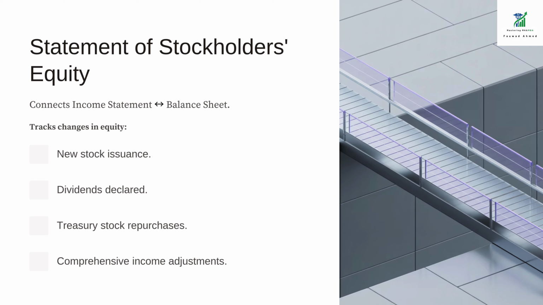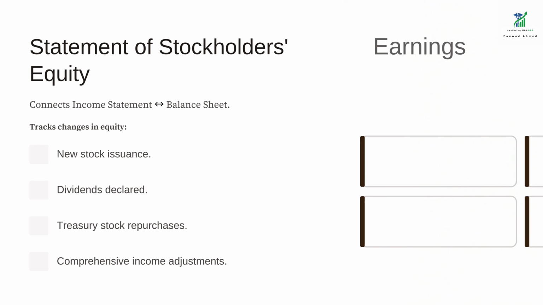Section 4, Statement of Stockholders' Equity. The statement of stockholders' equity explains how equity changes from one period to the next. It's the bridge between the balance sheet and income statement. This statement shows increases from net income and stock issuances, decreases from dividends or treasury stock repurchases, adjustments for comprehensive income items or accounting changes. It reveals how management's decisions, reinvesting profits or paying dividends, affect shareholder value over time.